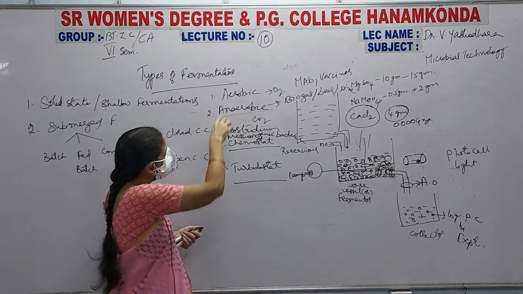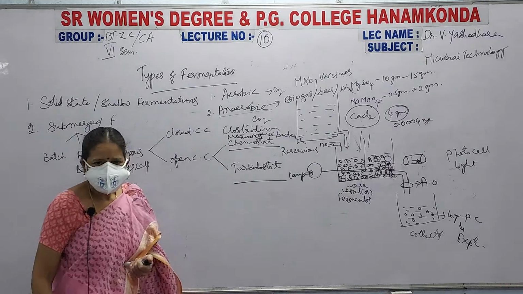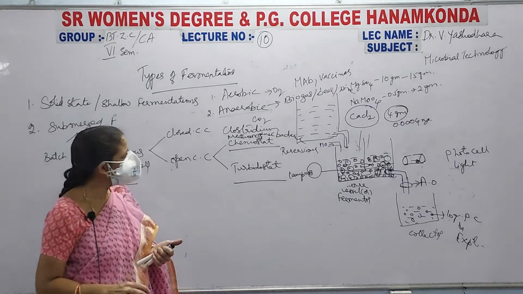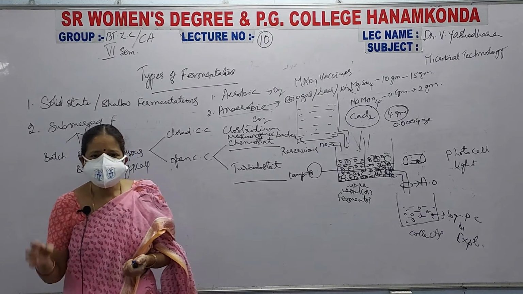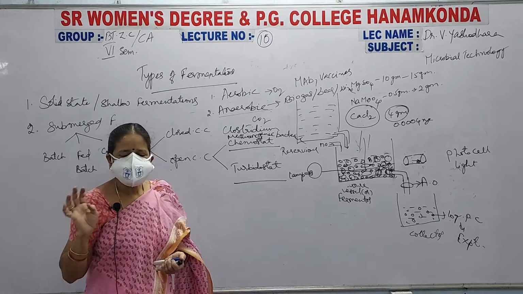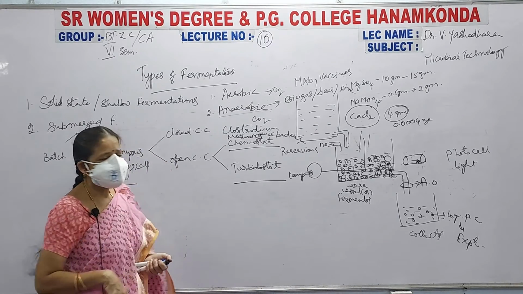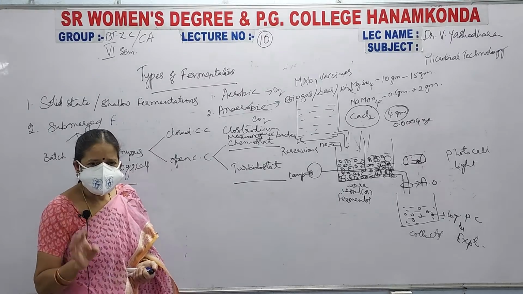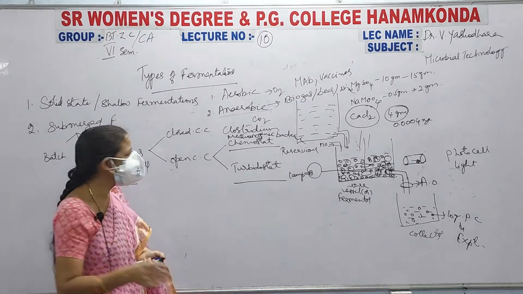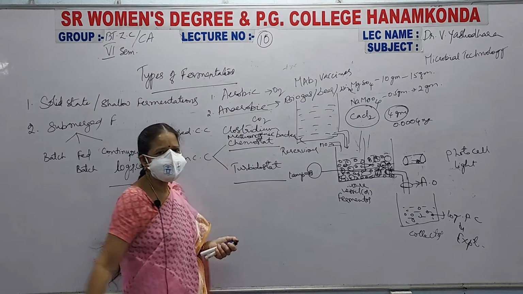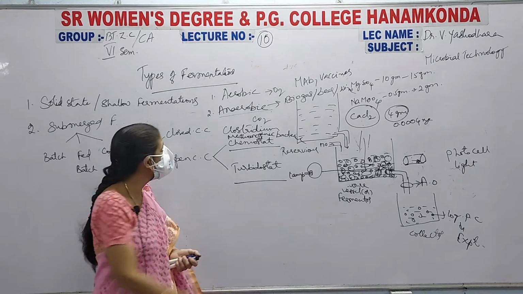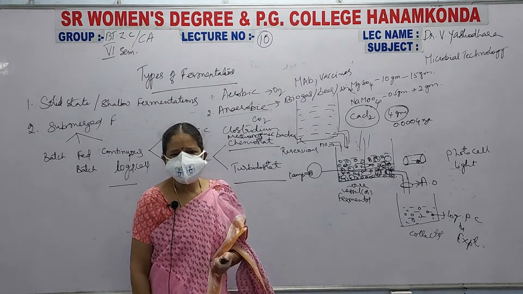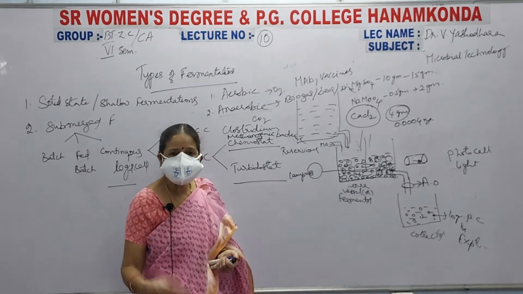Now coming to the aerobic and anaerobic types. Aerobic fermentation is a type of fermentation in which fermentation takes place in the presence of oxygen, and anaerobic fermentation takes place in the presence of carbon dioxide, that is in the absence of oxygen. Examples of aerobic fermentation are monoclonal antibody production and vaccine production.